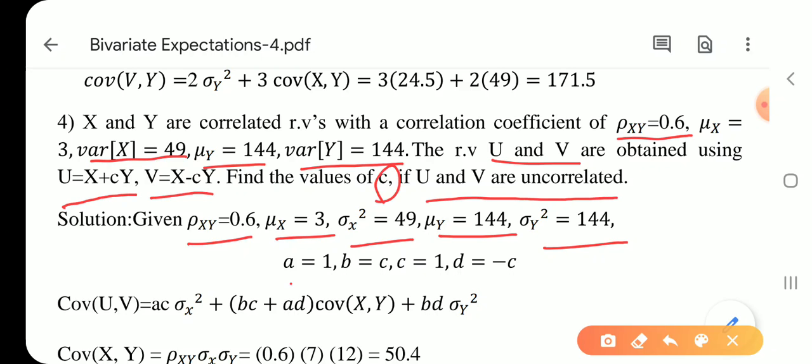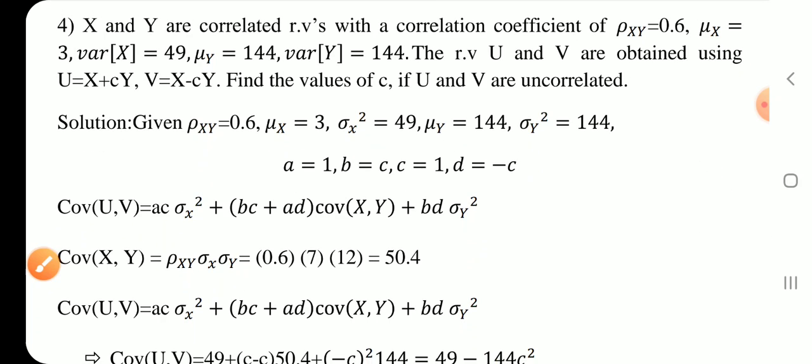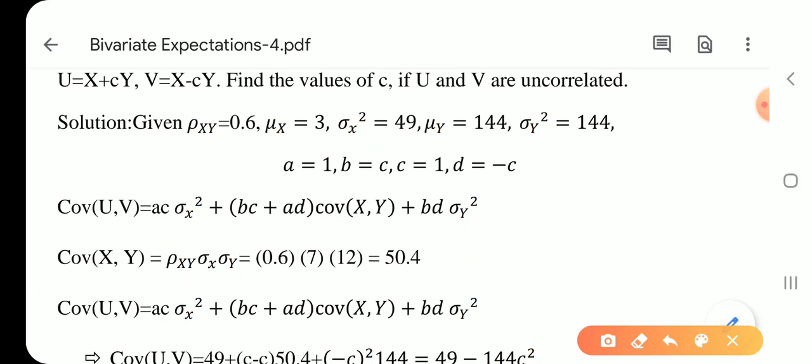So let us write the values of a, b, c, d. Value of a is 1, b is c, here it is small letter c, c is 1 and d is minus c. So first always write whatever is given. Now to find covariance of uv, we first require covariance of xy. Since rho xy is given, we will find it using the formula covariance of xy is equal to rho xy into sigma x into sigma y. We have already used this formula in many problems, so I will not explain it again.